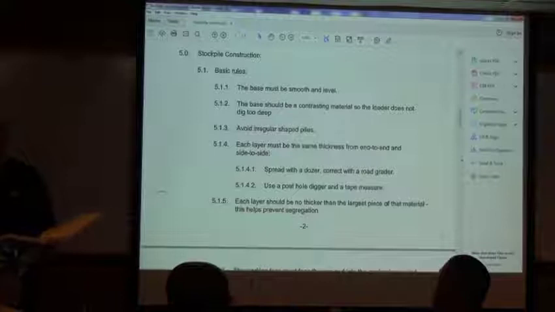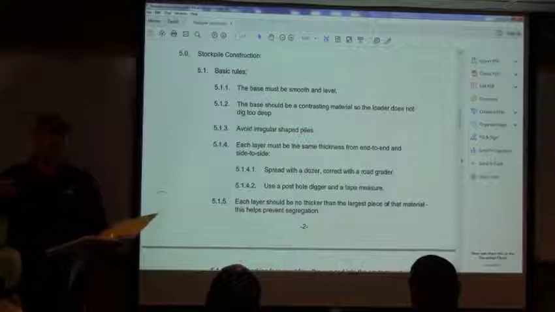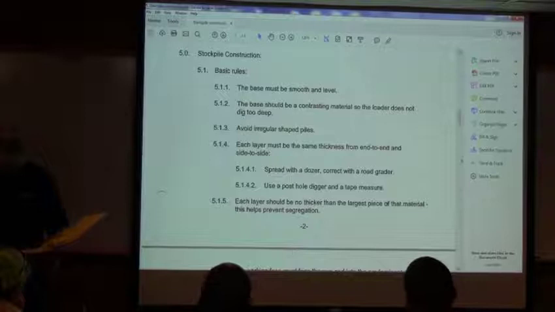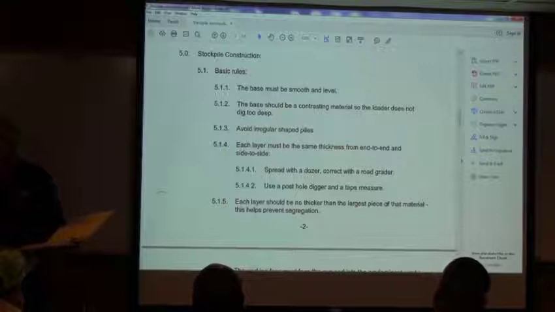Don't throw stones. What was that? Don't throw stones. Well, I threw one at me first, so I cast the first stone. Each layer must be the same thickness from end to end and side to side. Anybody agree with that? Kind of throws your percentages off if it doesn't, right? Spread with a dozer, correct with a road grader.